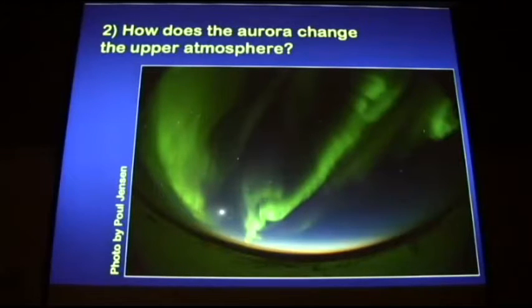The other example is, when we have an aurora, what's the environmental impact, if you like? What does the aurora do to the upper atmosphere? And again, you can come up with models. You sort of know there's a lot of energy in the aurora. The aurora comes down, there's a lot of energy involved, so stuff must be getting warm up there.